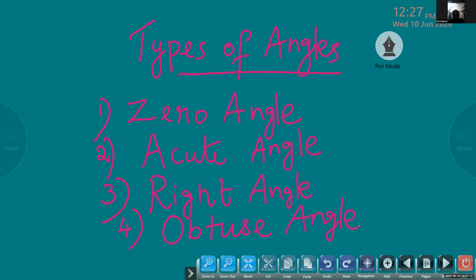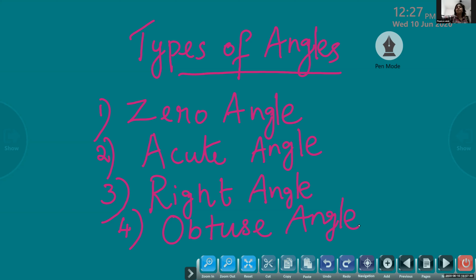Acute angle. Can you hear me now? Right angle is 90 degree. That I didn't tell yet. Now you are learning only the names. I will teach you all this later. So acute angle, right angle, then obtuse angle. Understood? Write only the names.